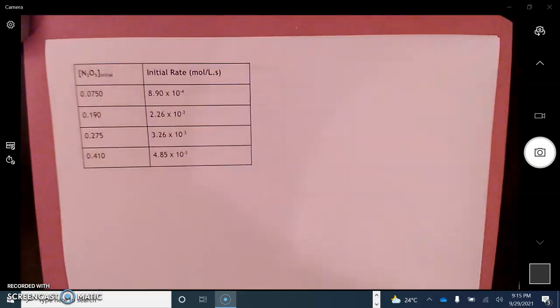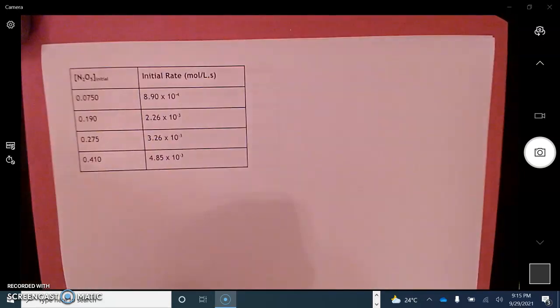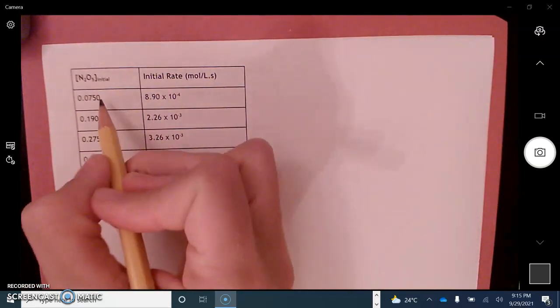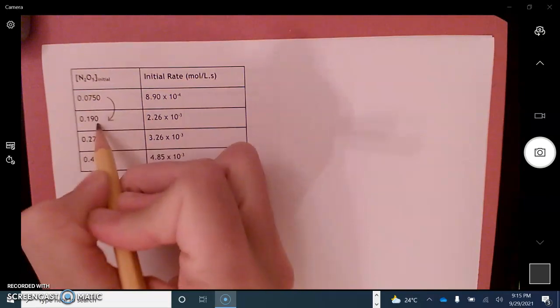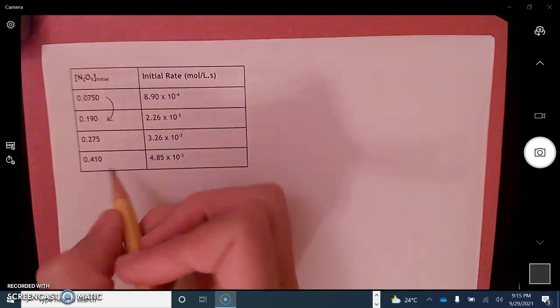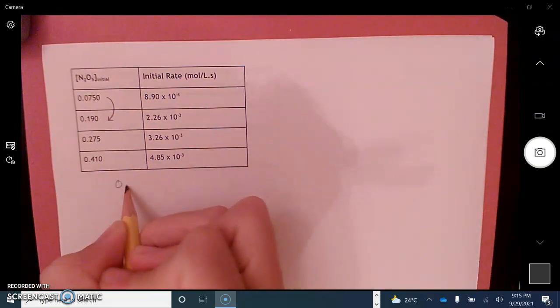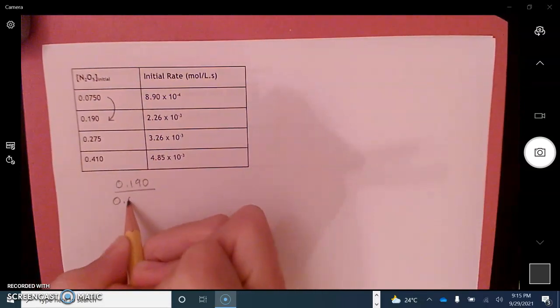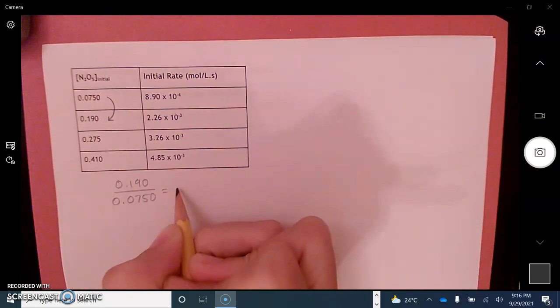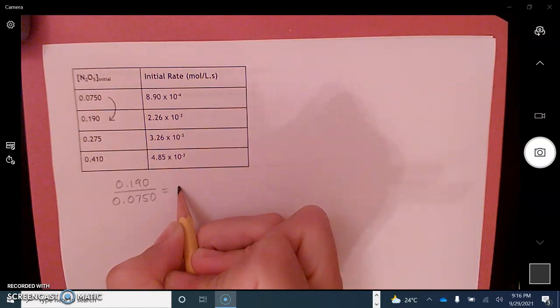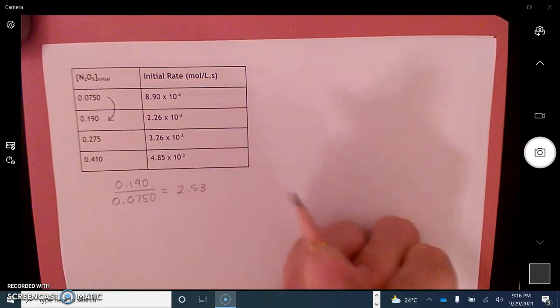We've got one reactant again, but these numbers are atrocious. It doesn't matter which ones I pick. They're all sort of just as bad as each other. I'm going to go with the first and second, just because they're at the top. So I need to work out how much bigger is the N2O5. Well, I can't do that one in my head. So 0.190 divided by 0.0750. Let's find out how much bigger it is. Put it in your calculator, you get 2.53.